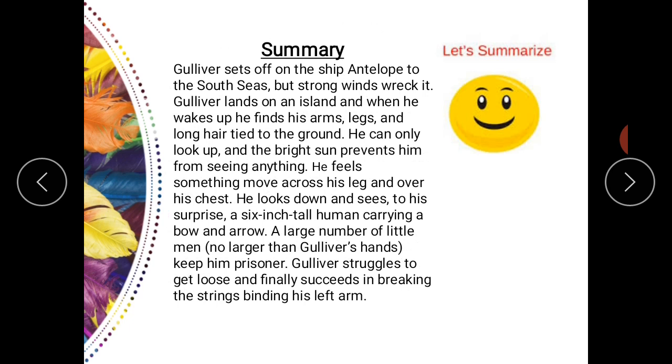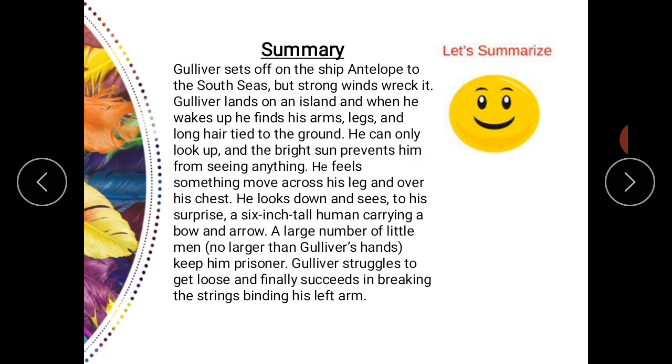Gulliver sets off on the ship, the Antelope, to the South Seas, but strong winds wreck it, destroyed it. Gulliver lands on an island, and when he wakes up, he finds his arms, legs, and long hair tied to the ground. He can only look up, and the bright sun prevents him from seeing anything. He feels something move across his leg and over his chest. He looks down and sees, to his surprise, a 6-inch tall human carrying a bow and arrow. A large number of little men, no larger than Gulliver's hands, keep him prisoner.